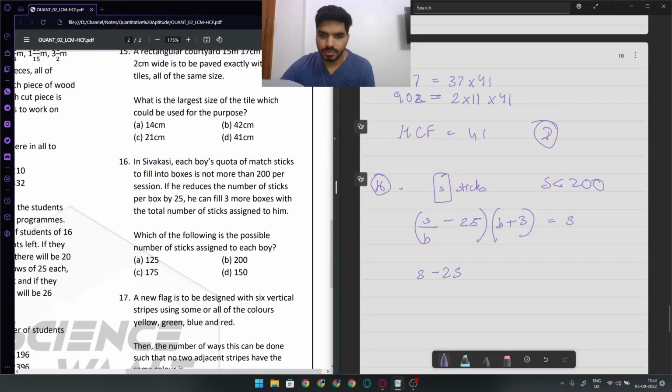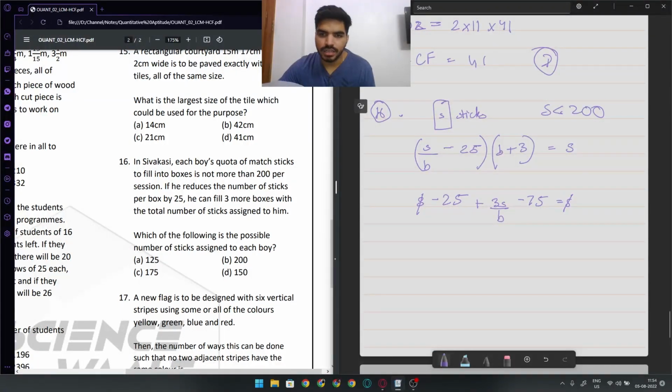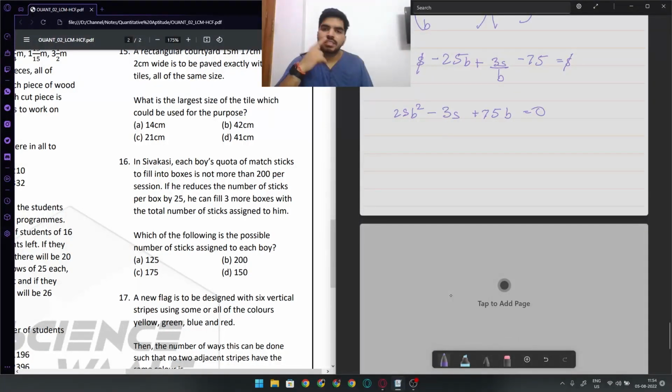S minus 25B plus 3S by B minus 75 is equal to S. S is cancelled. Now multiplying both sides by negative B. This is 25B plus 3S. Sorry, not plus, minus. And then plus, okay, this is B actually. So it will become B square, 3S and minus 75 B is equal to 0. Now here's the thing, B should be an integer. In that case, the discriminant should be a whole square.